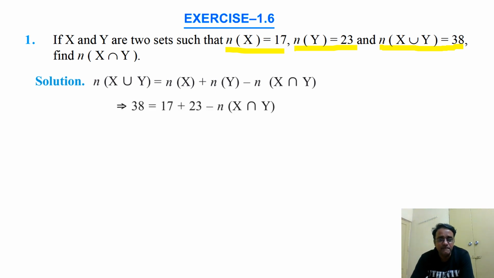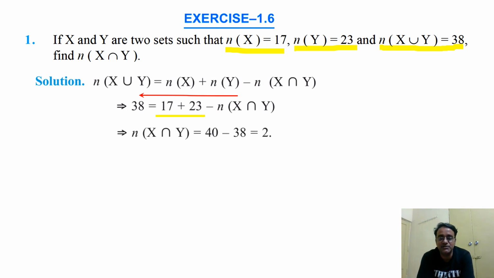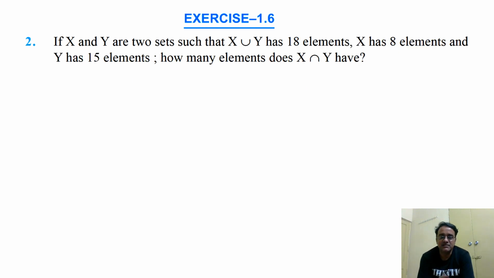Now what we will do, we will shift minus n of x intersection y to the left hand side. So the sign will change. When we shift it to the left side, the minus will become plus. Similarly, we'll shift 38 to that side and the sum of 17 and 23 will become what? 40. So 40 minus 38 is equal to 2. This is the answer for n of x intersection y. Okay, now let us move towards the second question. This is the second question.